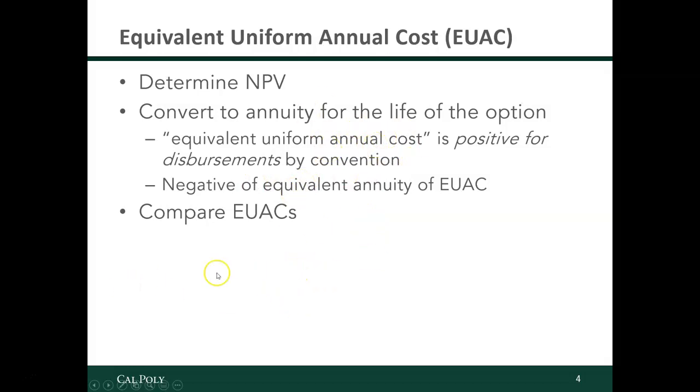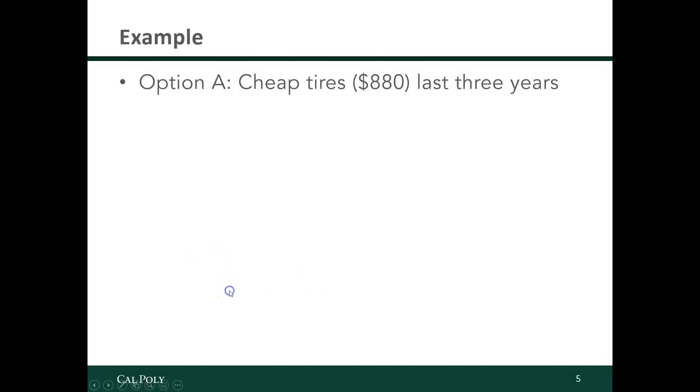You want the less positive number. Okay. An example, option A, cheap tires. Here's the net present value. Let's convert that into an annuity. We take the discount factor, A over P, and multiply that by our P, right? So that's how we know that we want the A if we have the P.